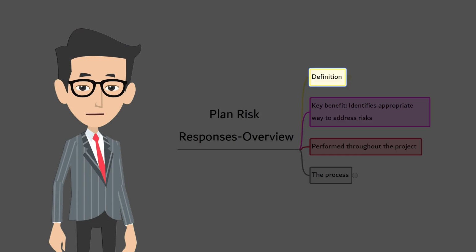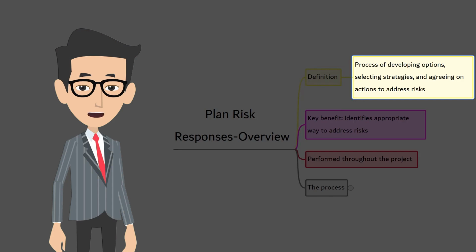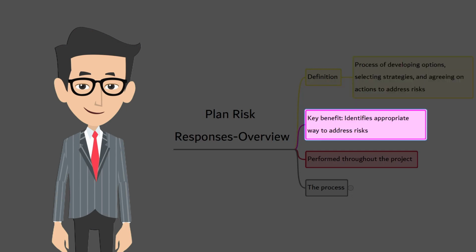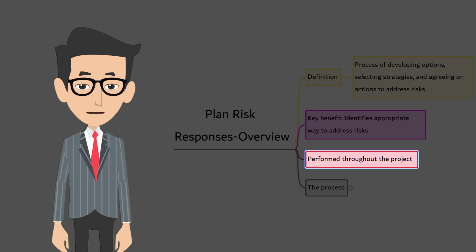We are in the plan risk response process. Let's look at the definition. Plan risk response is the process of developing options, selecting strategies, and agreeing on actions to address risk, both individual and project risk. The key benefit of this process is that it identifies appropriate ways to address overall project risk and individual project risk. This process is performed throughout the project.